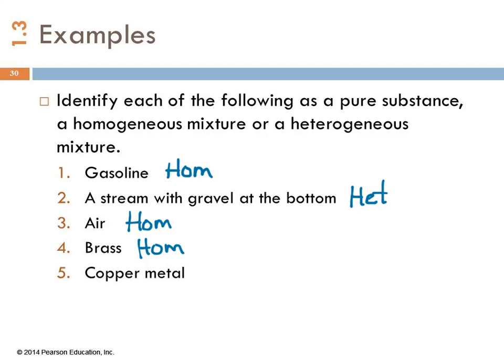Copper metal, that's a pure substance. PS, pure substance. Copper is an element, okay? So copper metal is just copper. If you were able to go in and look at all the particles, they'd all be copper atoms. Now in brass, you go down and look on the atomic level, and you'd see different kinds of particles, even though they're mixed together really well. Any questions?